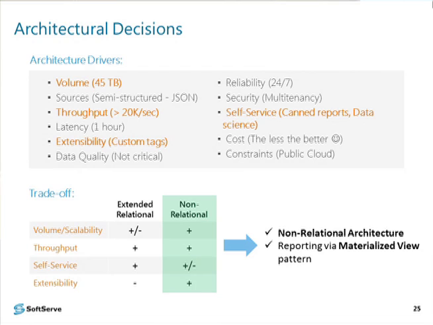So here, volume, throughput, extensibility, and self-service via data discovery were the most significant architectural drivers. Currently, the solution has around 45 terabytes of data, and it is expected to have more than 100 terabytes in the near future. Also, since the solution is used by millions of users, the throughput was very critical. Currently it supports more than 20K events per second.